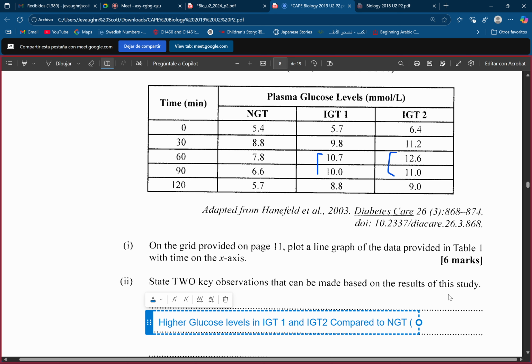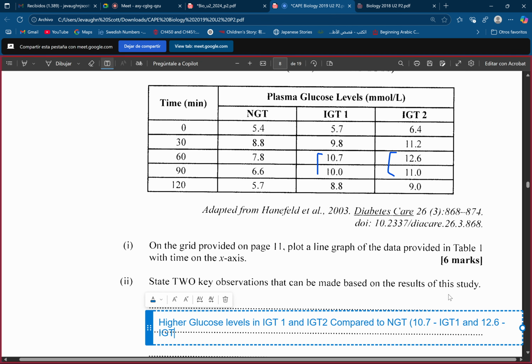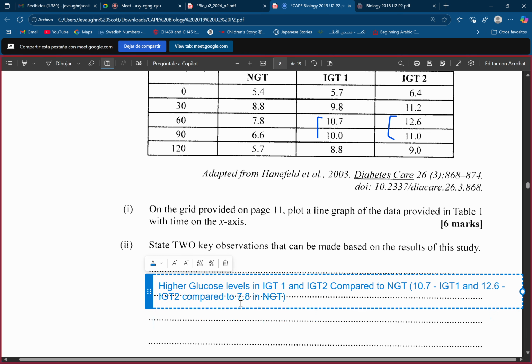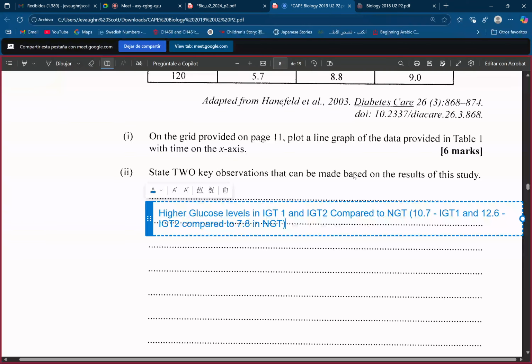So we're seeing the higher concentration, so we reached 10.7 for IGT1, and we reached 12.6 for IGT2, compared yet again to 7.8 in NGT. That is how we do it based off of the results. So we mustn't just state what we're talking about. We must do it based on the results.